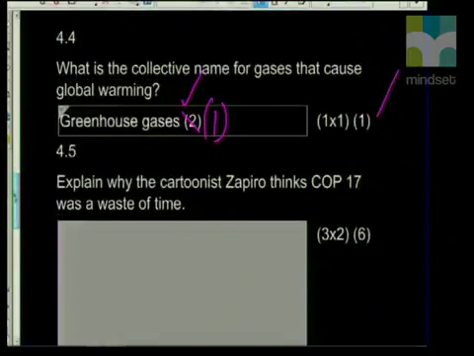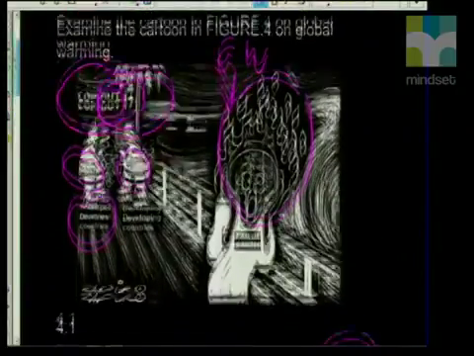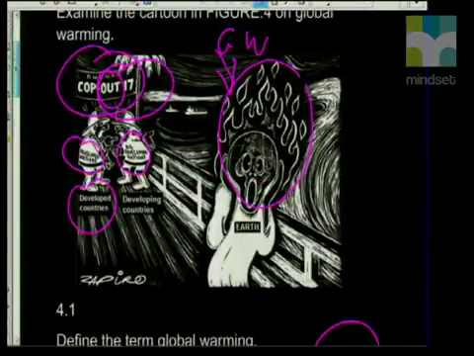Explain why the cartoonist Zafiro, that's the name of the cartoonist that did the cartoon, thinks COP17 is a waste of time. If you looked at the cartoon, he said cop out. He's given you a little hint there, isn't it? It's not getting anywhere. These people are not coming to an agreement down here. They're fighting and the earth situation is getting worse. So it's generally a waste of time.